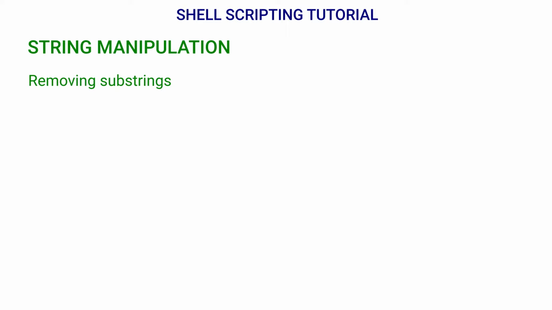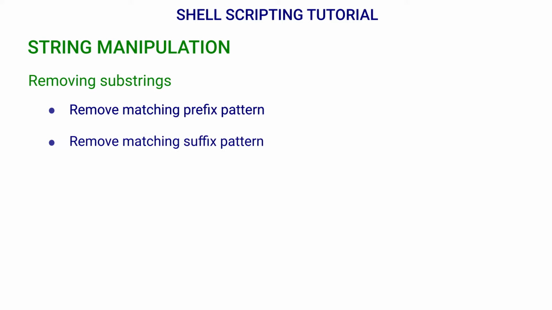Removing substrings. When we expand parameters, we can remove parts of the resulting string, and here we have two possibilities. First, remove matching prefix pattern, and second, remove matching suffix pattern, which means that you can remove something at the beginning or at the end of the string.